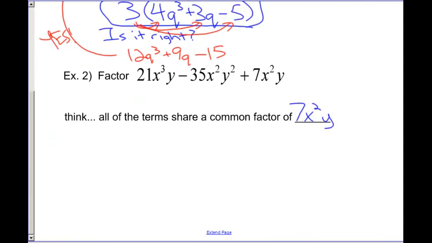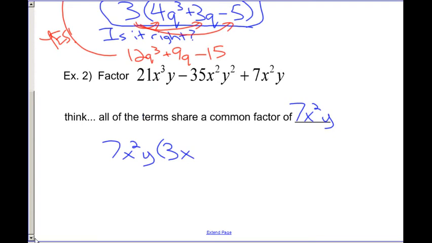We end up with a common factor of 7x squared y. So we put that out front. And we ask ourselves, what am I left with? 21x cubed y divided by 7x squared y. 21 divided by 7 is 3. I had an x cubed. Now I've taken out x squared. That just leaves me with an x. And the y's, I've taken out the y. So that one's gone.